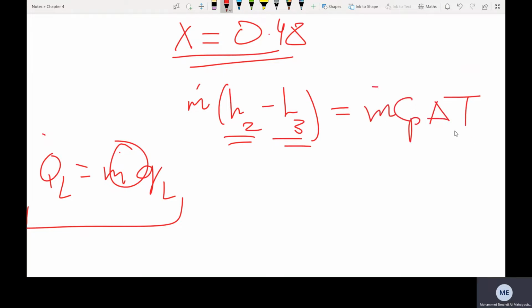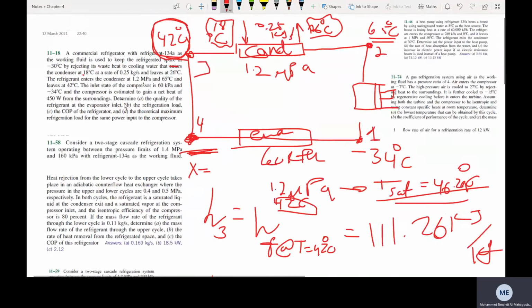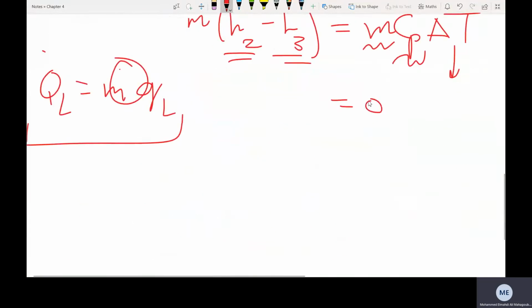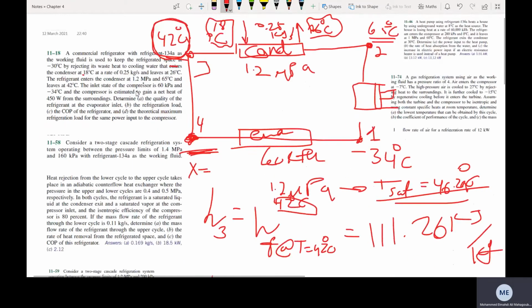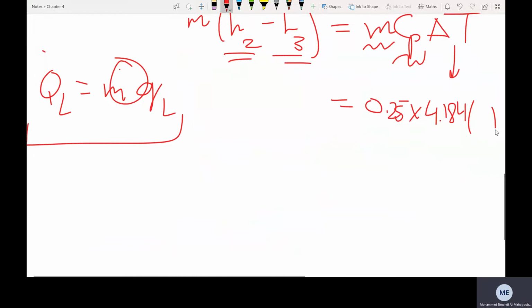m dot Cp delta T. Here we have the temperature difference of the water, here we have the Cp of the water, and here we have m dot of the water. What is m dot of the water? It is 0.25. Cp of the water is a constant value, which is 4.184 or 4.14 something. And we have the temperature difference of the water, which is 26 minus 18. That gives us 8.